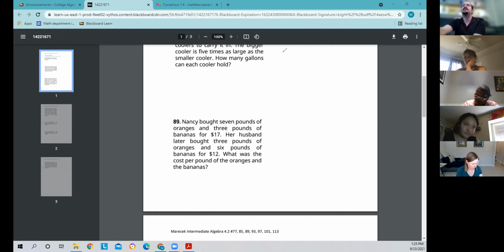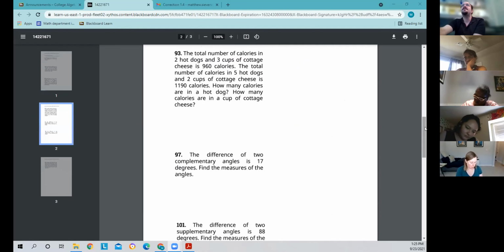Okay. And we want to go down to 93. The number of calories in 2 hot dogs and 3 cups of cottage cheese is 960 calories. The total number of calories in 5 hot dogs and 2 cups of cottage cheese is 900 calories. How many calories are in a hot dog? How many calories are in a cup of cottage cheese?